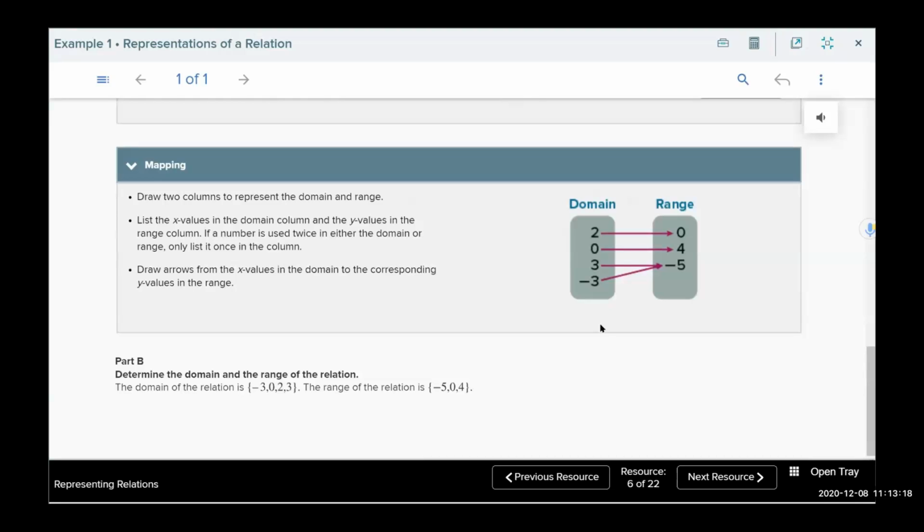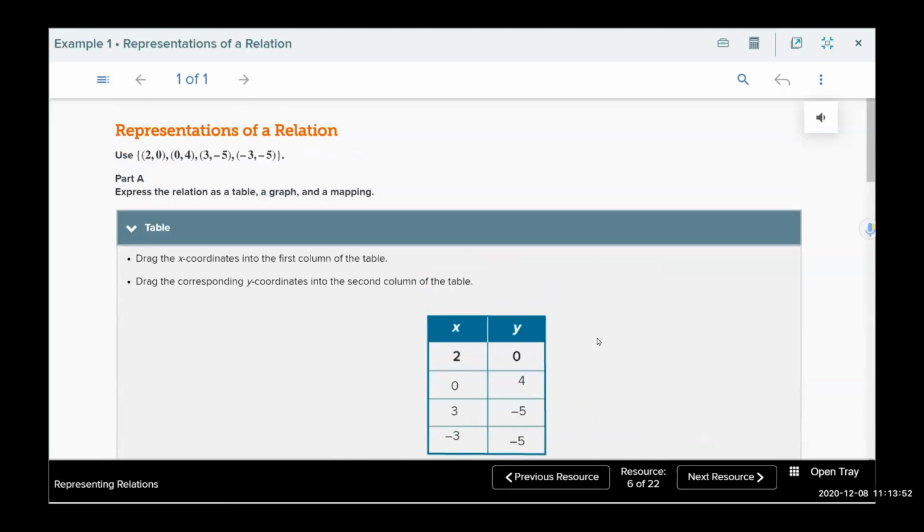Okay. Down here in part B, they're showing us how I can write the domain as a set of all of the x values. They've actually taken the time to put them in order, numerical order from smallest to biggest. That's a good thing to do, but in our Alex assignment today, if you don't put them in numerical order, it's not going to count it wrong. Same thing with the range. They went ahead and put them in numerical order, but that's not necessarily a requirement on today's Alex assignment.